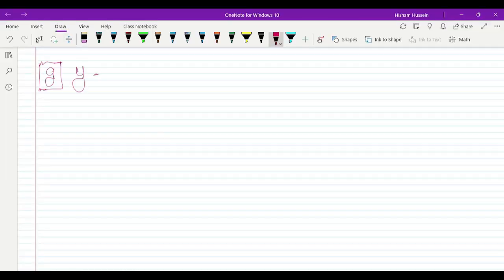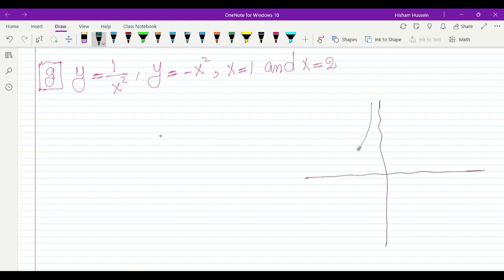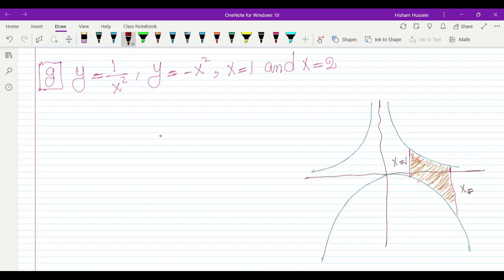In problem G, find the area bounded by the curves y equals 1 over x squared, y equals negative x squared, and the two boundaries x equals 1 and x equals 2, in the xy plane. 1 over x squared is like this one, negative x squared is here, with the limits from x equals 1 to x equals 2. So we're talking about this region. So the area here will be the integration from 1 to 2 of the upper curve, which is 1 over x squared, minus the lower curve, negative x squared, dx.